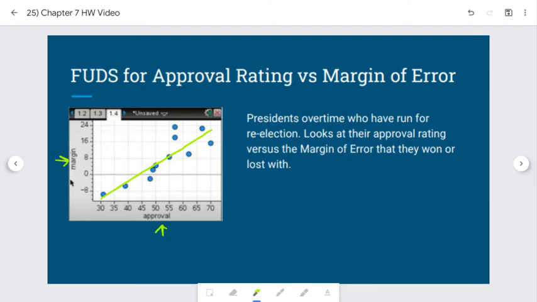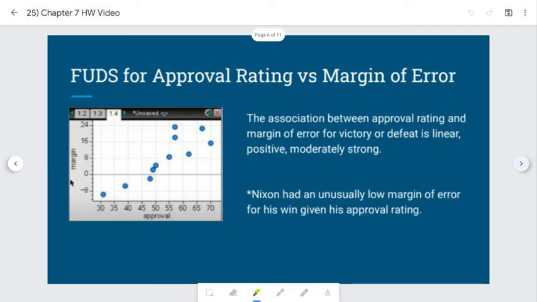The two different sets of data are there for us. So as I look here, when I go to describe it, when I go to actually FUDS it here, again, we start with the context. The association between the approval rating and the margin of error for victory or defeat is linear, because we're still seeing that line pattern. If I can get a line that hits most of my data, it's positive. So we talk about the direction, and it's moderately strong.